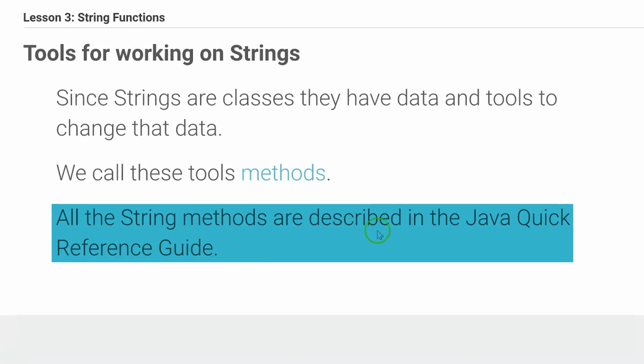And all of the string methods that you need to know in this class are actually listed in a reference sheet called the Java Quick Reference Guide. That Quick Reference Guide is going to be given to you on the day of the exam, or when you take the AP exam, because they want you to have that information available to you, and then the test is really about, can you use that information and apply what you know? So let's have a quick look at the Java Quick Reference Guide.